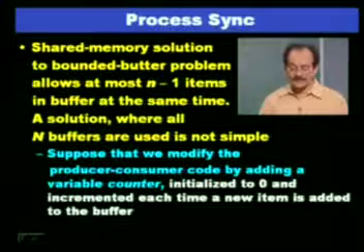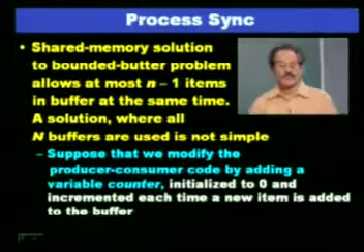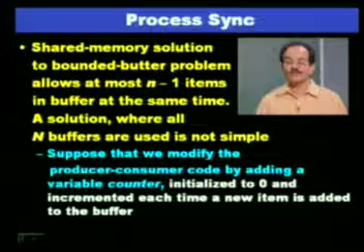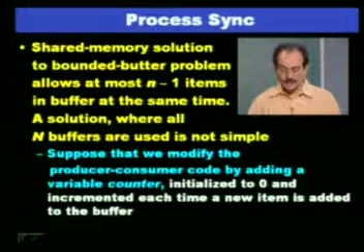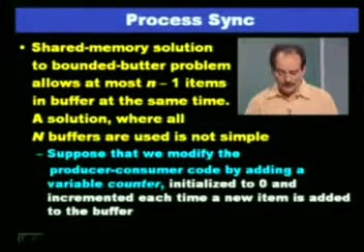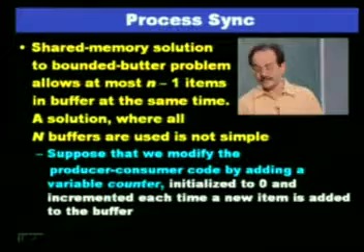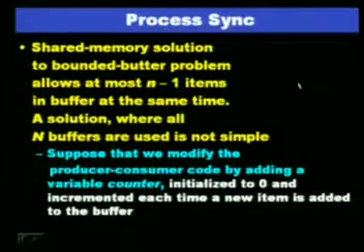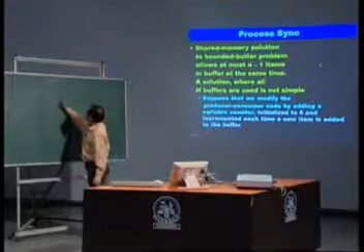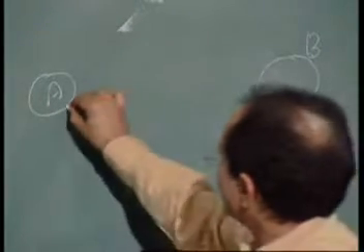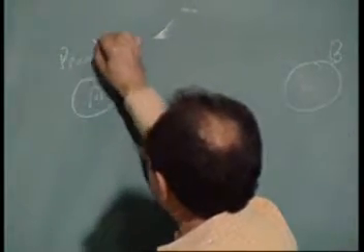Now, a solution where all n buffers are used is not very simple. Let us say there are n minus 1 buffers. How exactly can I synchronize this sort of buffers? There is a very famous problem which we call the producer-consumer problem, where cooperative processes come into the picture. Let us say I have a process A and a process B. Let us say process A is a producer and process B is a consumer.